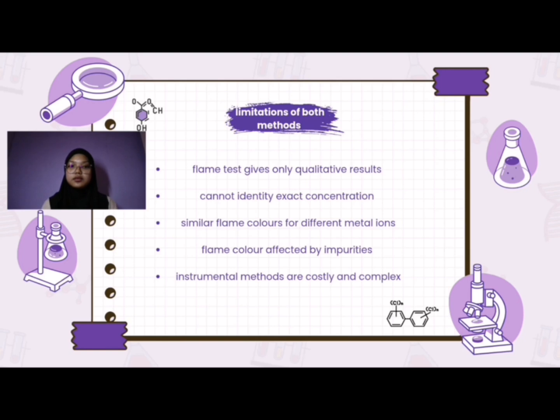This slide shows the limitations of both methods. Flame tests only give qualitative results. They cannot show the exact concentration of metal ions. Some metal ions have similar flame colors. The flame colors can also be affected by impurities. Instrumental methods are more accurate, but they are expensive and complex.